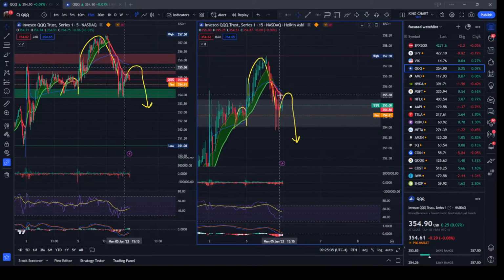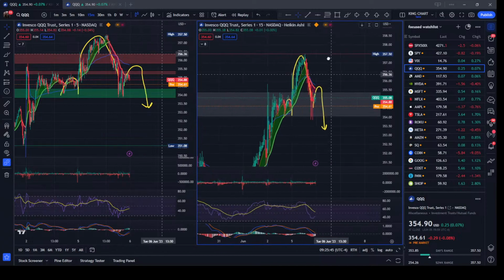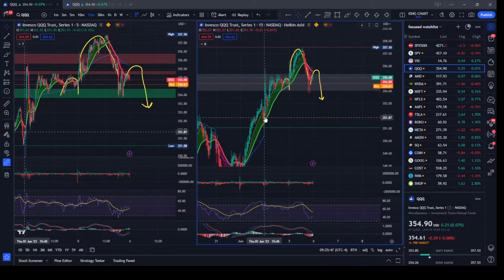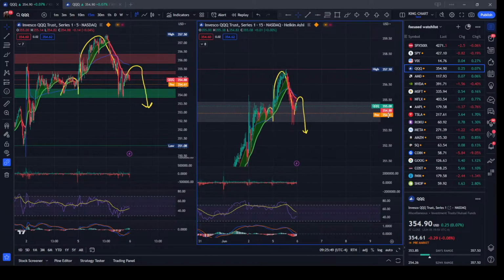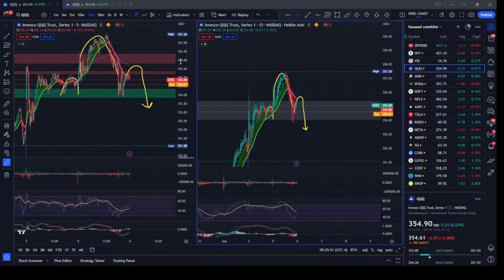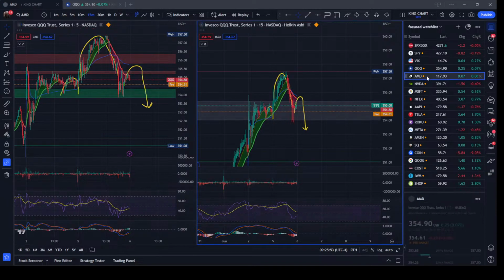For these big pushes, I usually like to see a rejection at that 21 EMA on the 15-minute time frame. For us, that's 355.58. Expecting a rejection there before we get a big move to the downside. So we'll keep an eye on Qs.